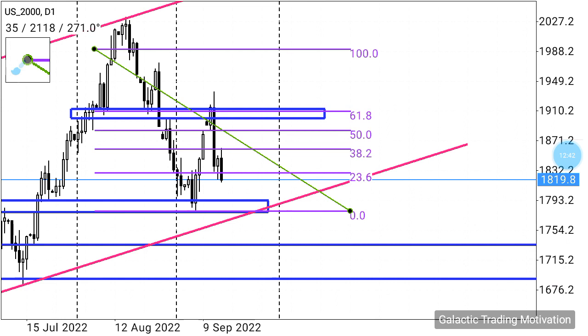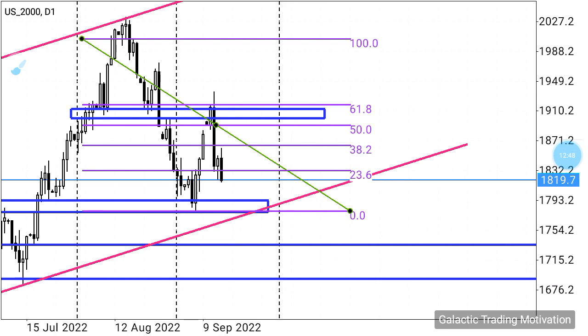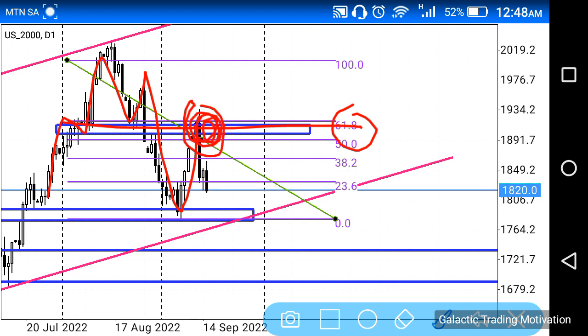There we go. Right, so we can clearly see that the neckline of this head and shoulders pattern actually aligns with the 61.8% Fibonacci retracement level, which confirms that indeed we should have looked for possible selling opportunities at this level over here. Right, I'm just going to delete this and we're going to proceed.